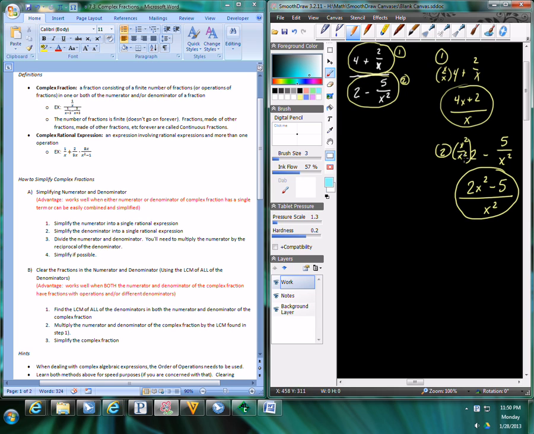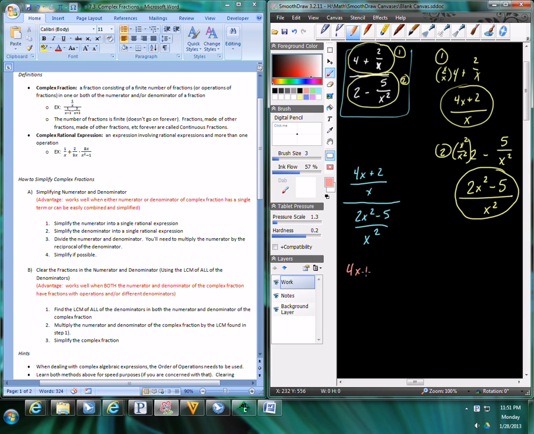So now what I'm going to do is take 1 and 2, and put them right back into this situation right here. But I'm going to put in their single fraction counterparts. And so it's really going to look like 4x plus 2 divided by x, all divided by 2x squared minus 5 divided by x squared. And then, since I have a fraction divided by a fraction, I invert and multiply.